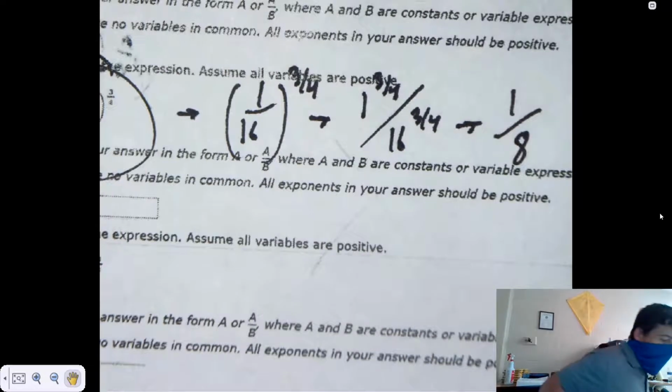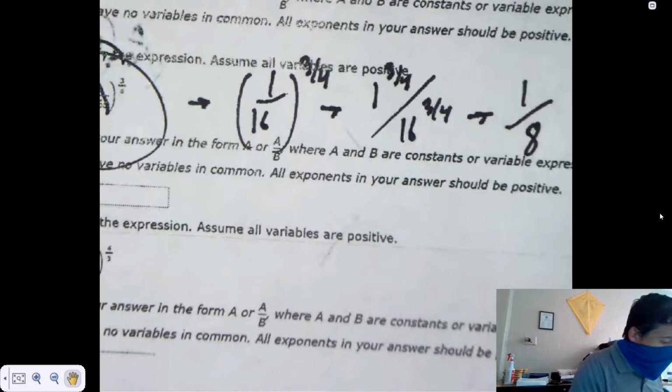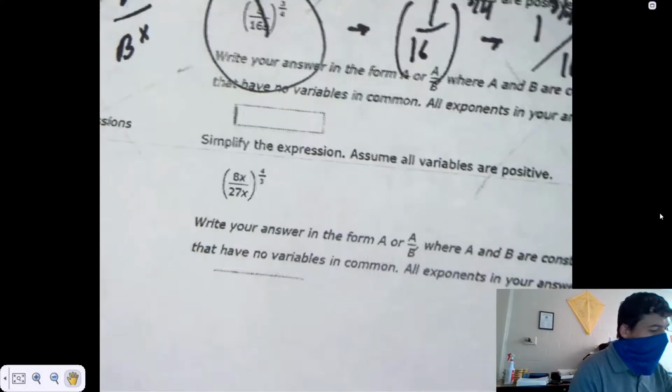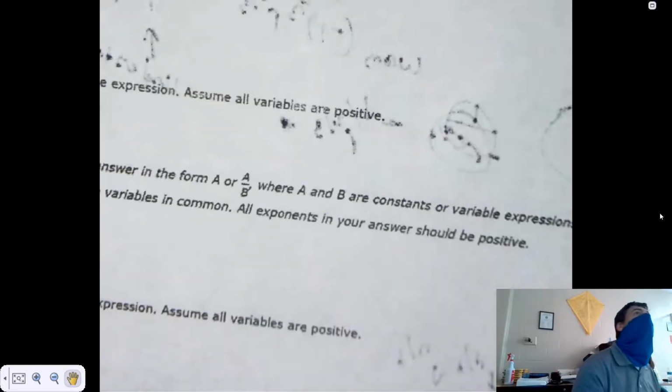And if you can do that one, you could do the one underneath it. All right. That actually covers at least two of them. I can't remember which two. This covers the last one.